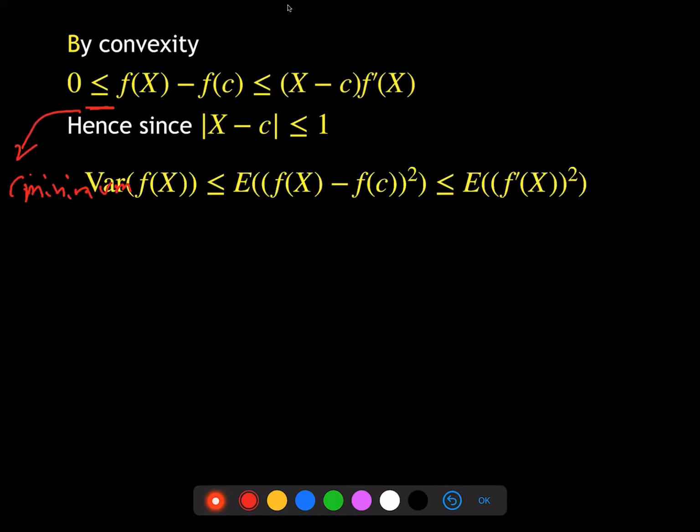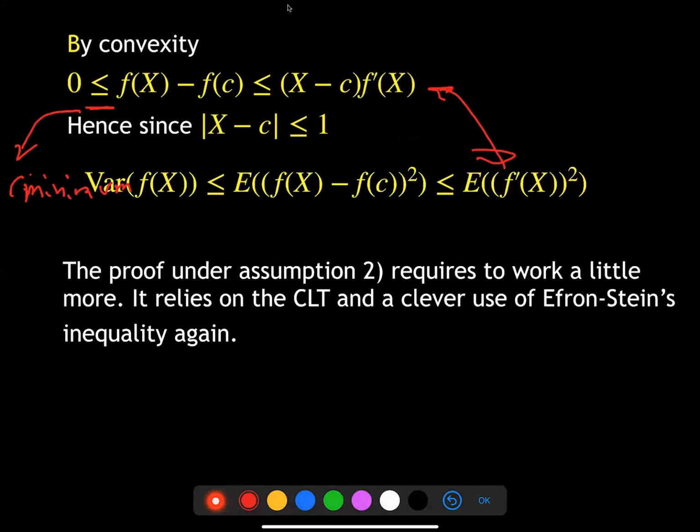So the variance is less than the expectation of f of x minus f of c squared. And so it is less than the expectation of f prime of x squared, just using the inequality above. Okay? And this is it. It is finished. You have proved the result under assumption 1. So as you see, it's very simple. It uses directly boundedness assumptions combined to convexity.